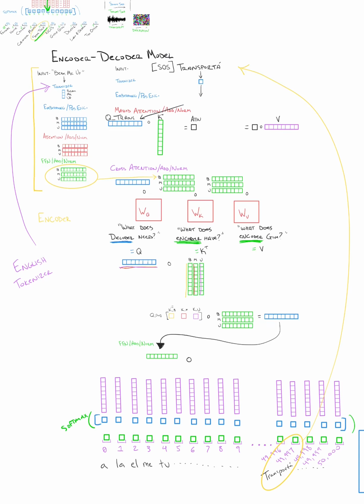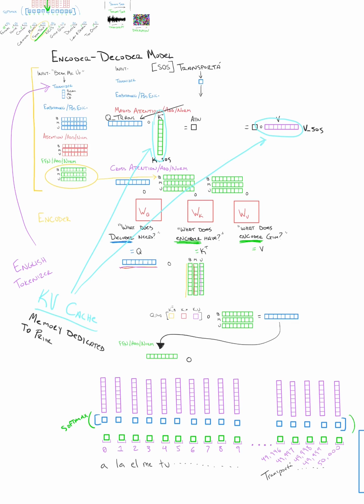Now, our prior query vector for SOS is discarded. It already passed through the decoder, gathering as much context as it could, and successfully predicted transporta. But now we have no further need for it. This is where we will see the KV cache in action, though, because we don't want to discard the key and value vectors of the prior SOS token. While we discard the query of SOS, we keep the key and value of SOS in memory so that it can contribute to the context of transporta.